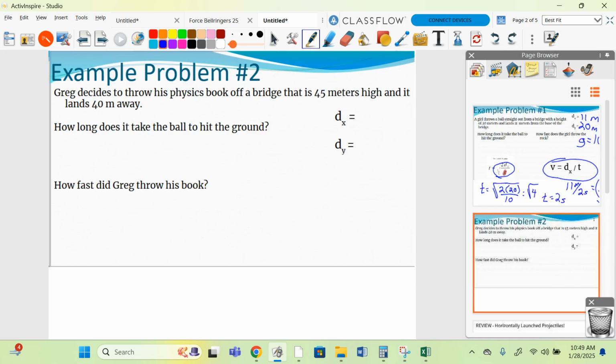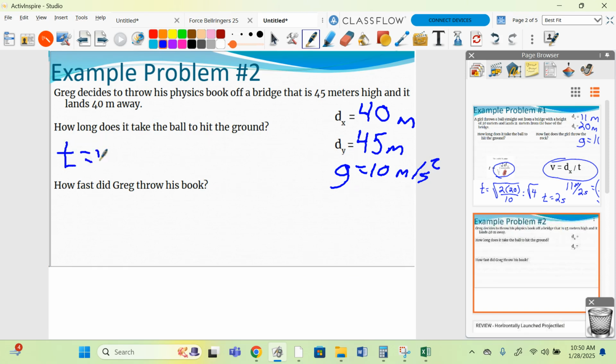Greg decides to throw his physics book off a bridge that's 45 meters high. 45 meters high, I would be looking up and down. That is my y direction. It lands 40 meters away. Away is my horizontal distance, also known as the range. I'm also going to use that g is 10 meters per second squared. How long does it take the ball to hit the ground?